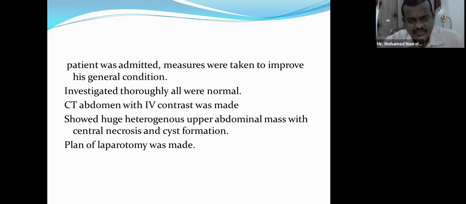CT abdomen with IV contrast was done and showed a huge heterogeneous upper abdominal mass with central necrosis and cyst formation. A plan of laparotomy was made, and because of this it was an urgent surgery. It's not an emergency, not a top emergency. The plan was made because of the pain, and it was obvious from the CT scan that there is central necrosis, and it could be bleeding also, because we gave him blood even before surgery. So it was an urgent surgery, and we operated on him.